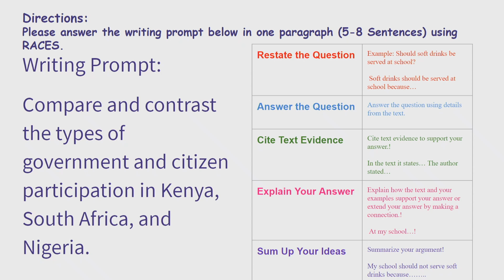Answer the questions. That means using things that you read about in your notes, answer what the question is asking you. Like if it's asking about citizen participation, you could say something like, all members of Kenya, South Africa, and Nigeria are able to vote at 18. However, not all of them have the same protected rights.